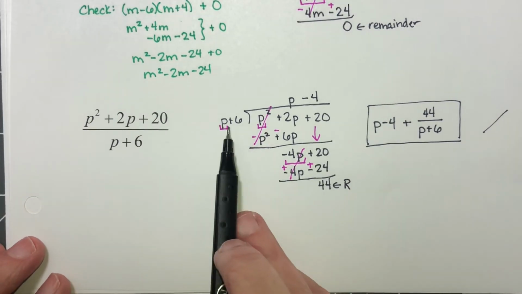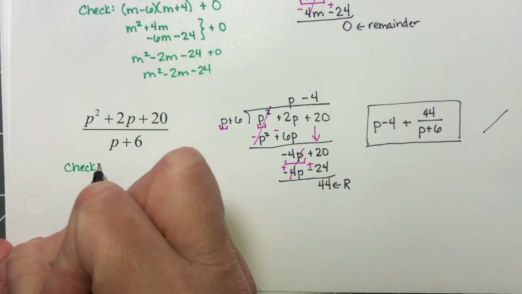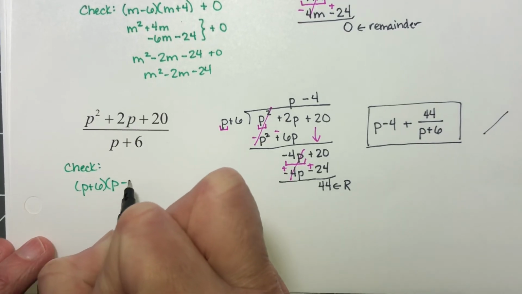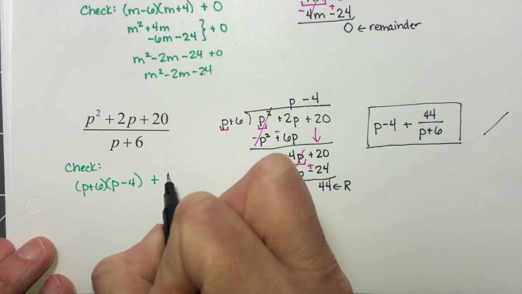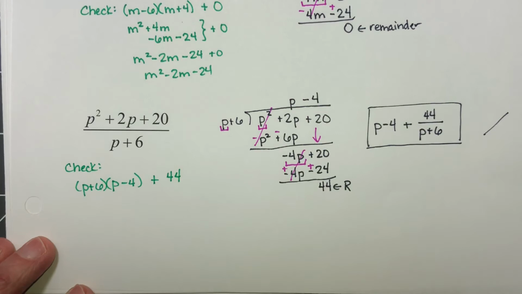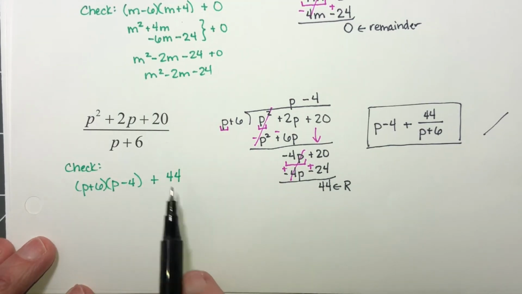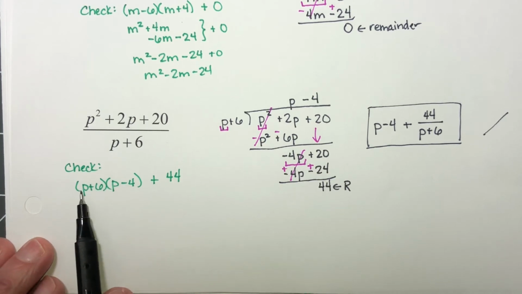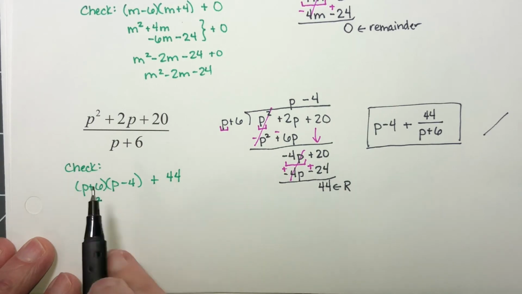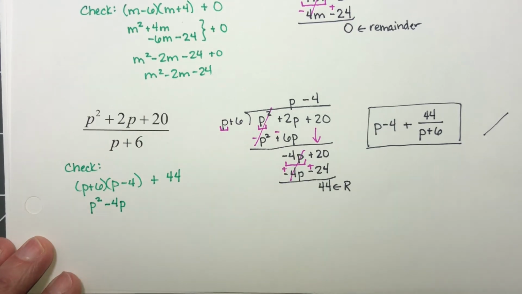I'm going to do P plus 6 times P minus 4. And then I'm going to add my remainder, 44. And after I do all this, I should get this top value back. Remember, multiplication comes before addition in order of operations, so I need to distribute here. P times P is P squared. P times negative 4, negative 4P.